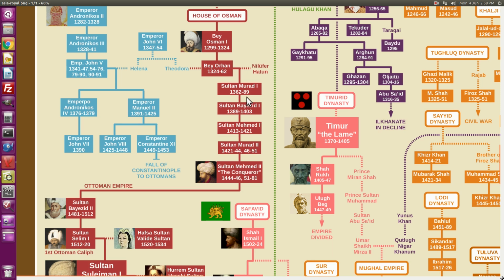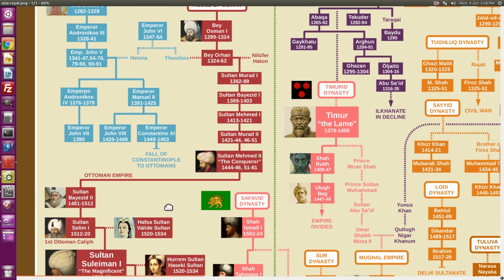Now there was a brief period where Timur the Lame was very powerful in Persia, and so there was some time when the Ottoman power started to decline a little bit, but it jumped back fairly quickly. Now, you'll notice that there's this nice succession, father to son.